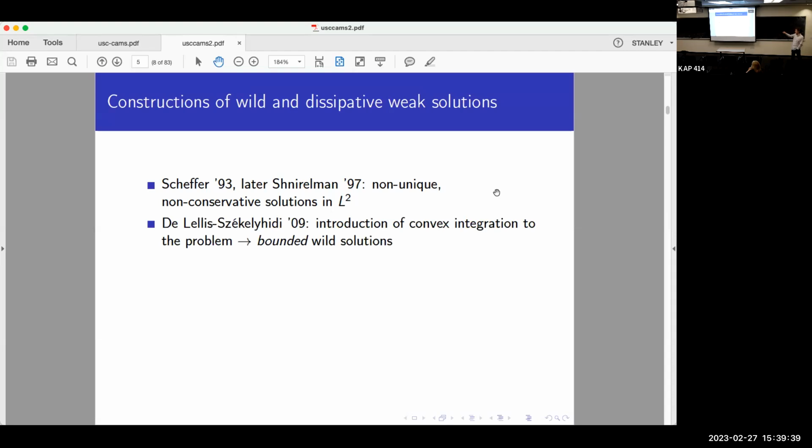They only produced L2 solutions. De Lellis and Székelyhidi came along and revolutionized this problem of constructing turbulent solutions to fluid equations. They brought in a technique called convex integration, which was originally invented by John Nash for problems in geometry related to isometric embedding. They showed that just as well as it works for isometric embedding, it works for fluid equations. And they used it to construct bounded solutions. In fact, they constructed solutions that are compactly supported in space and time.